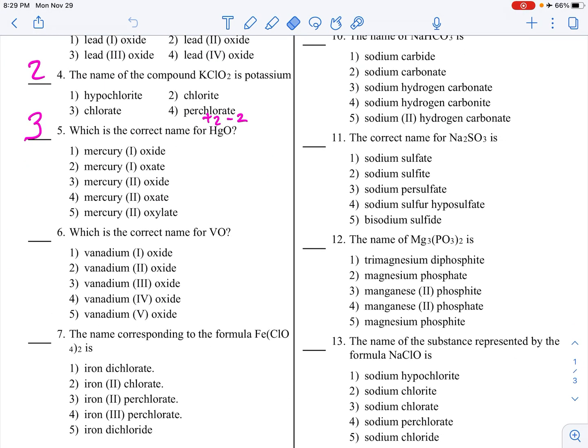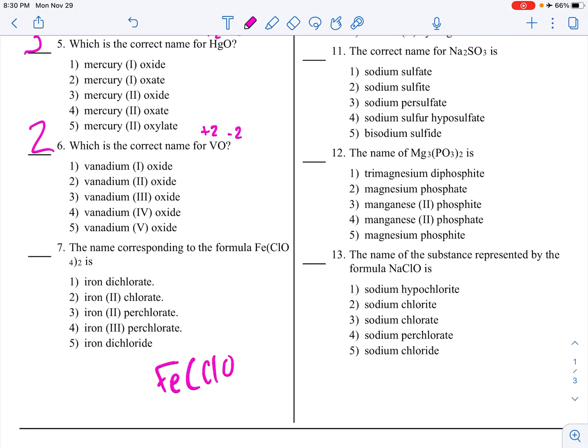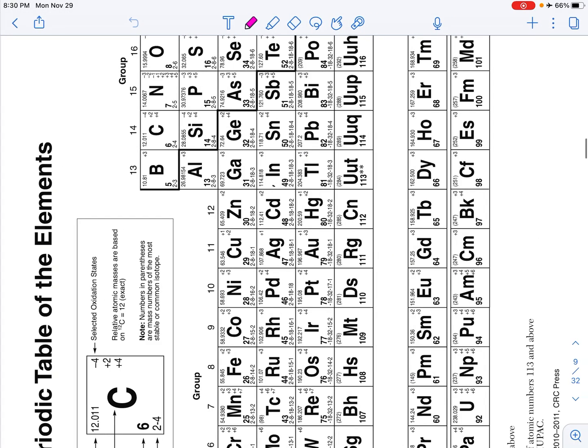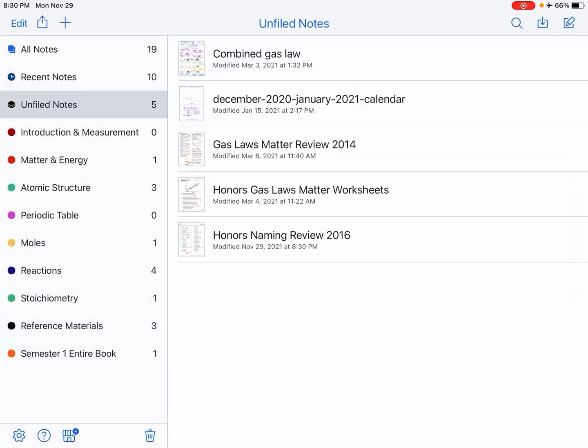Number 6, what is the correct name for VO? So oxygen, back to here, -2, vanadium +2, vanadium Roman numeral 2 oxide. Okay, now this is annoying, so I'm going to write it again. It's Fe(ClO4)2. We have iron, and do we need Roman numerals or not? Do we need Roman numerals for iron? We do, because iron has more than one positive oxidation state. It can be either +2 or +3. Those are our only choices.